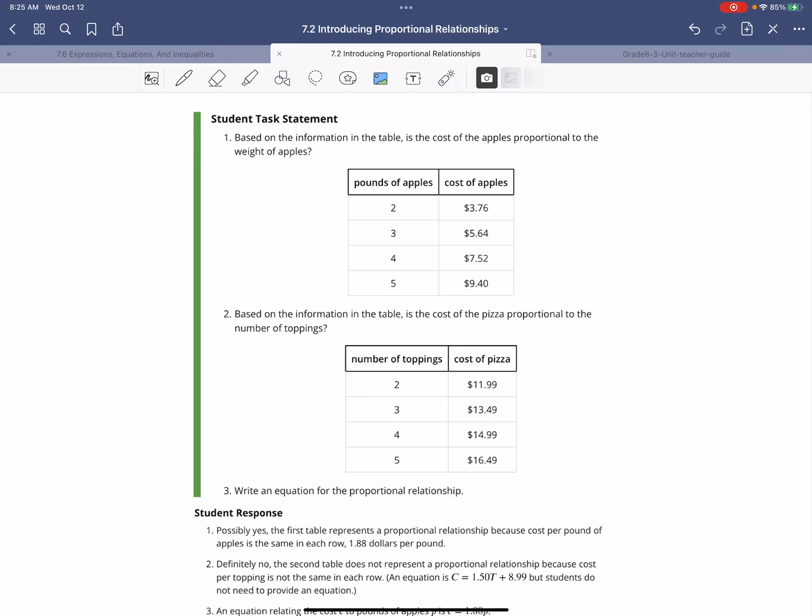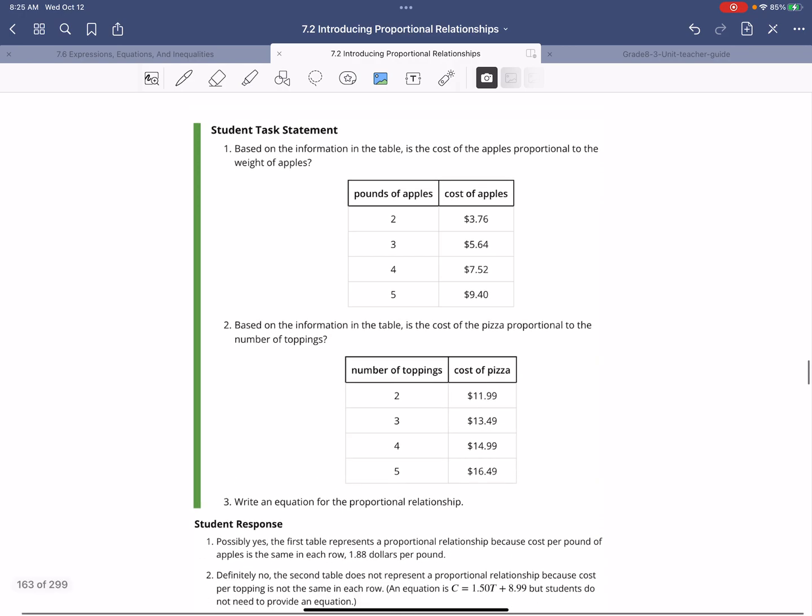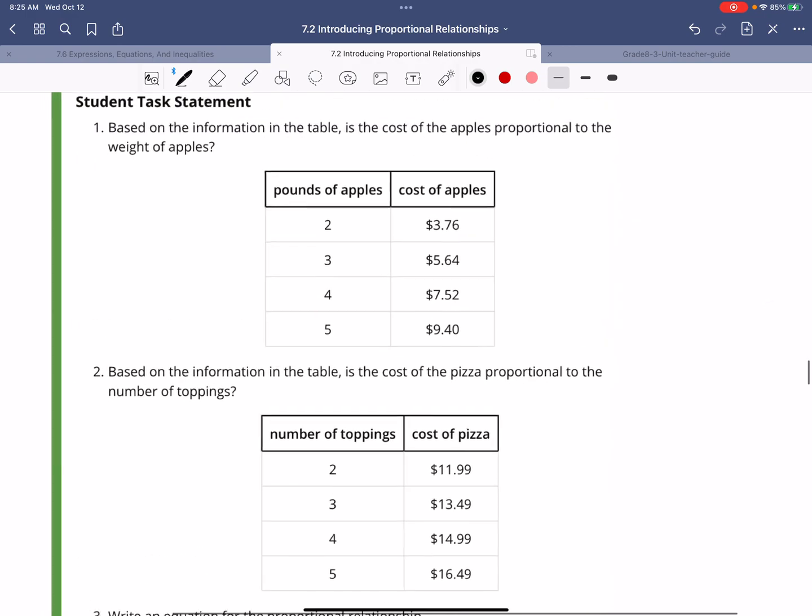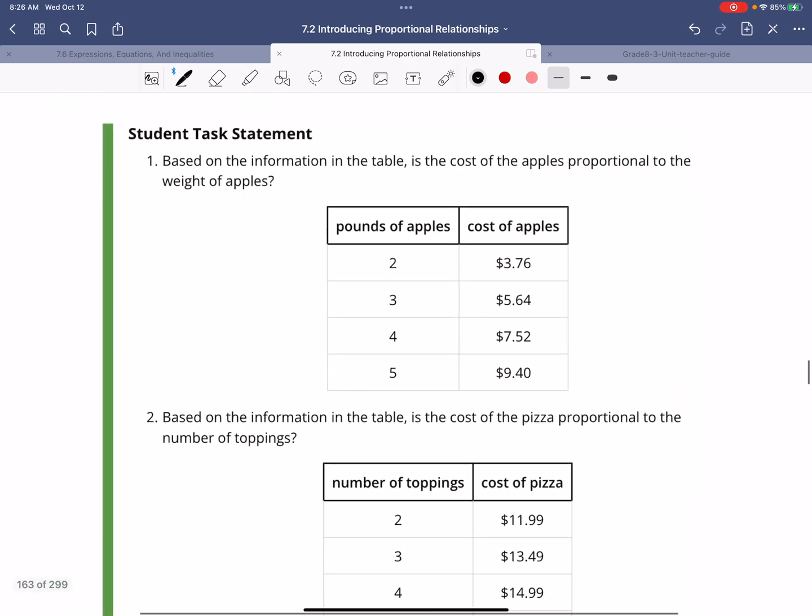Let's take a look at this problem right here. Based on the information in the table, is the cost of apples proportional to the weight of apples? Let's take a look. In order for us to find the ratio, or the constant of proportionality, or whether it's proportional or not, we want to get some values and put them into a fraction.